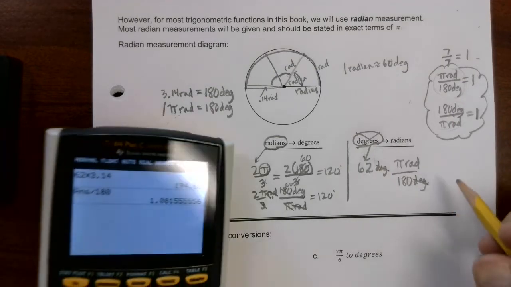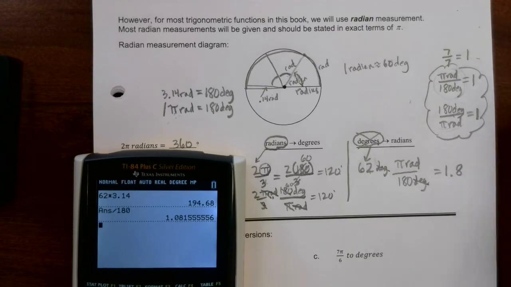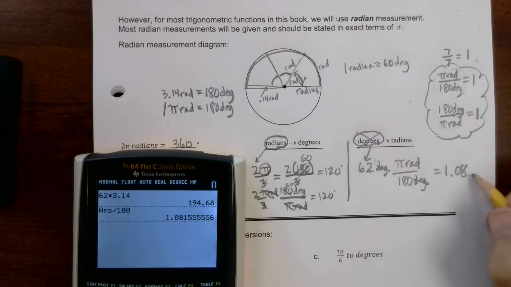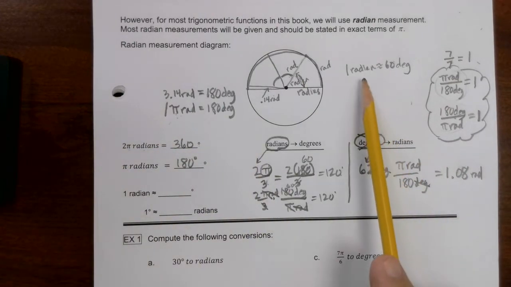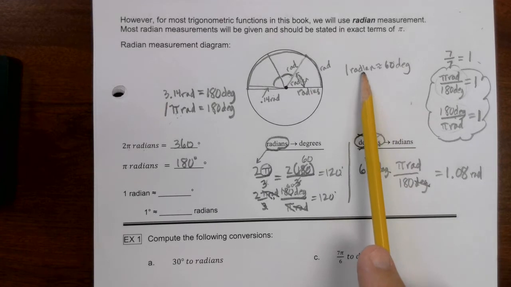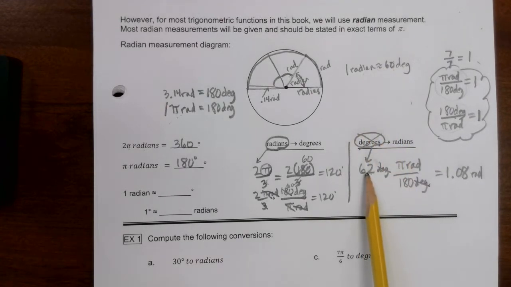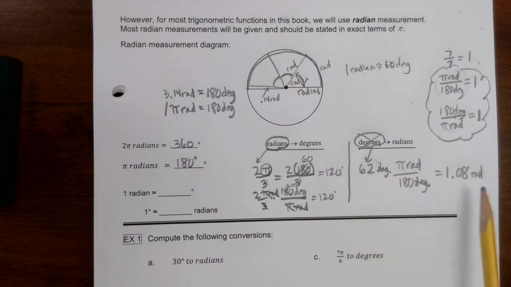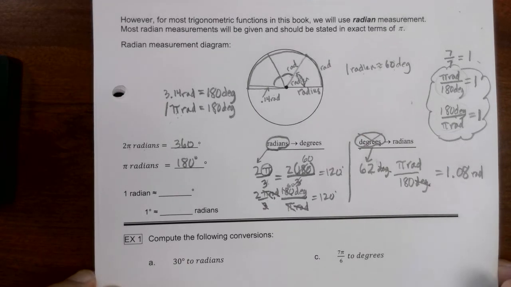And we get 1.08, whoops, excuse me. Sorry. 1.08 radians. Now I want to go back to this. Look at 1 radian is approximately 60 degrees. Approximately. What do we got here? 62 degrees. And we have 1.08 radians. You see how we're in the ballpark? Our math is starting to make sense here. I know it's strange, but you'll get used to it.